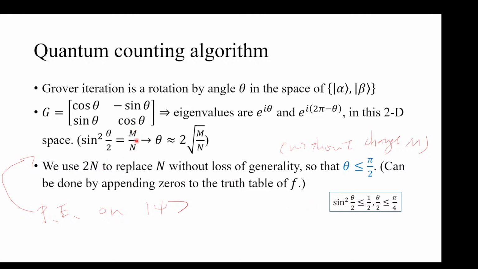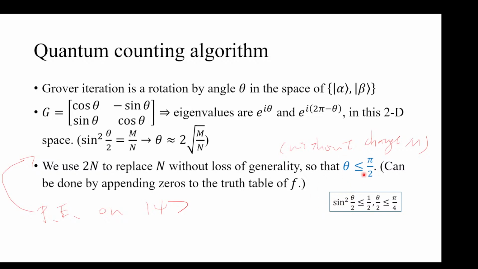Okay, and we want this N over n to be at most 1 over 2, and in that case you can show that theta will be less than pi over 2. Then the calculation is a little bit easier. I think this is unnecessary, but we just say we can do this to make the analysis a little easier.